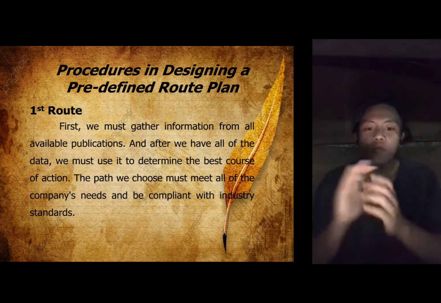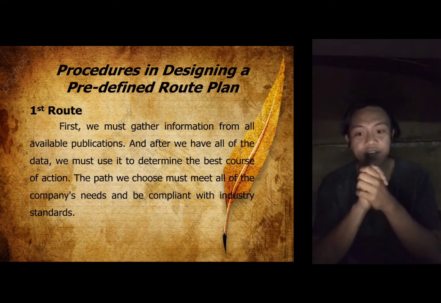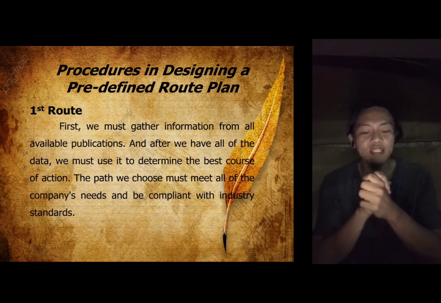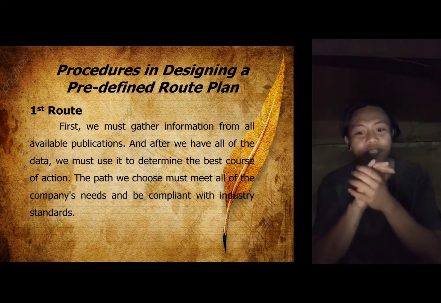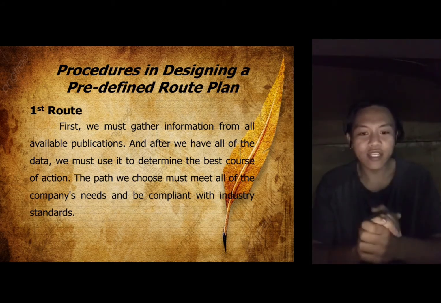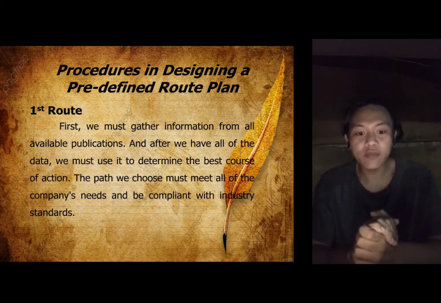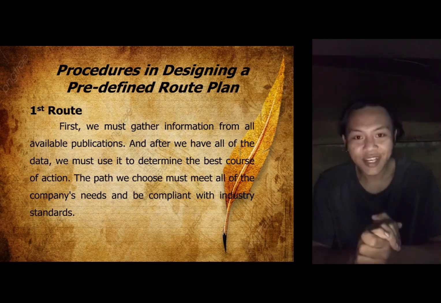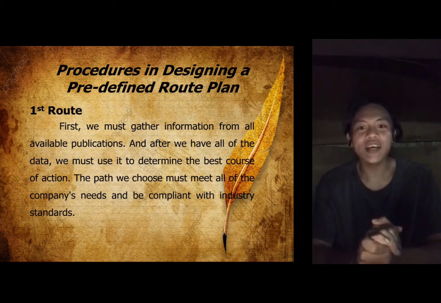Now, moving on, we have here the procedures in designing a predefined route plan. I will be discussing to you first the route. First, we need to find the information from all publications available. We can find it in our own admiralty publications aboard the vessel. And once we have all the information, we need to use that to decide the route. In deciding the route, we must follow all the company requirements and be in accordance with the industry guidelines by using our admiralty.